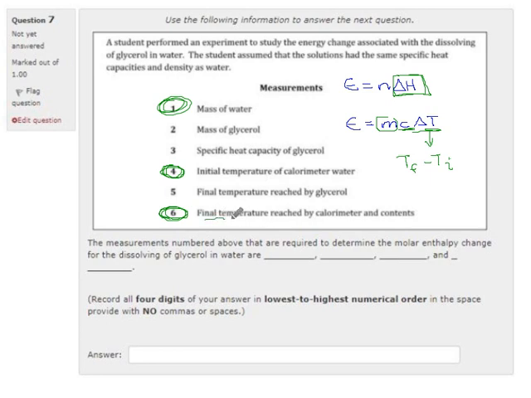And they play with the phrasing a little bit to try to mess with you, but this final temperature of the calorimeter and contents means, well, the water is the main content of the calorimeter, so these are talking about the same thing. You'd need both of those temperatures. And there should be one more thing.